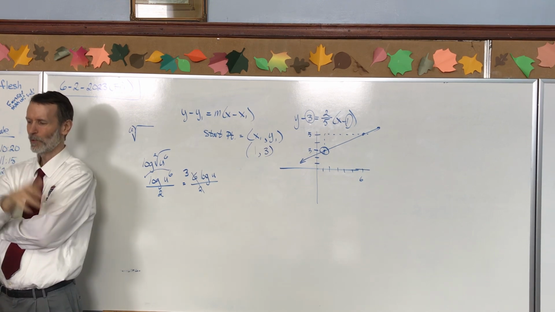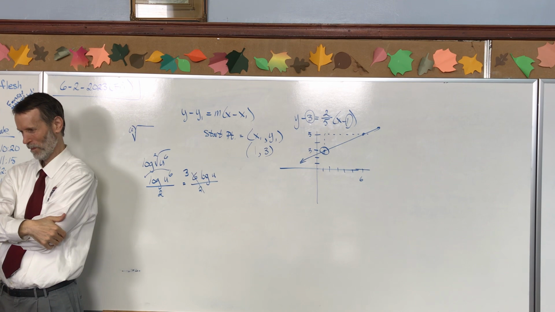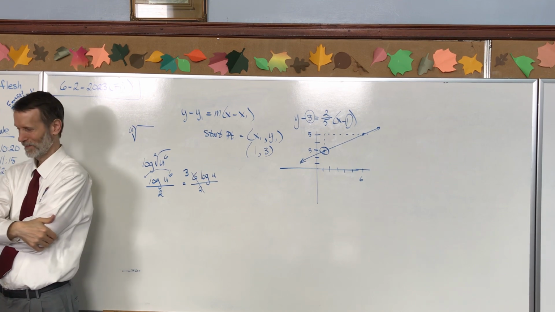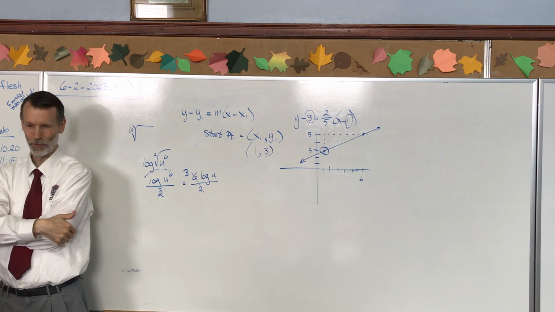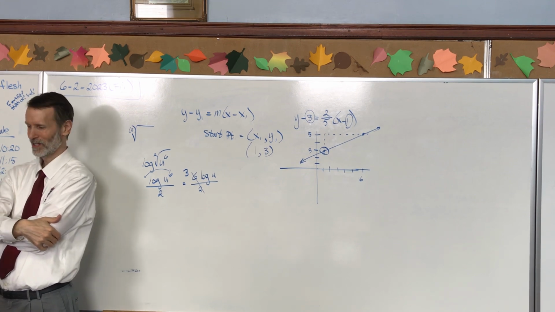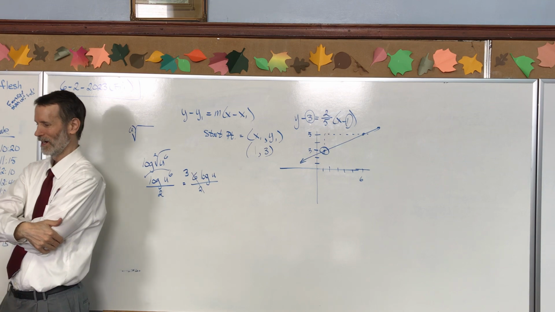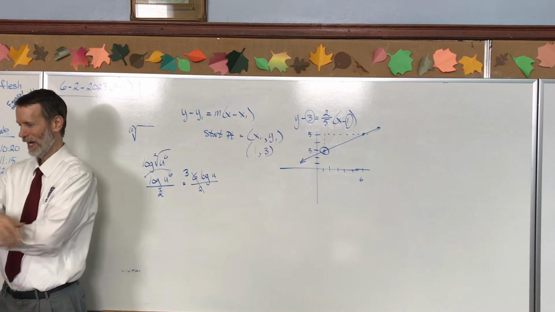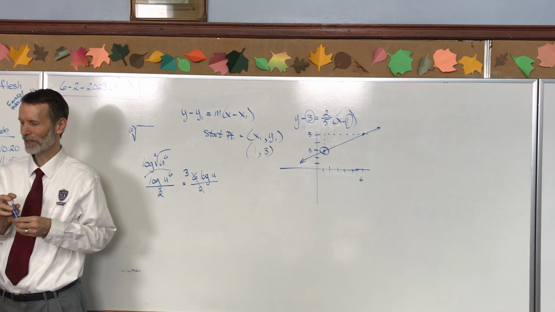Number 30? 4 radical 3. Number 31 is radical 42. We just now reduced it. I'm not sure if I got this one right. Number 32, 7 radical 2. And number 33, 6 radical 5.